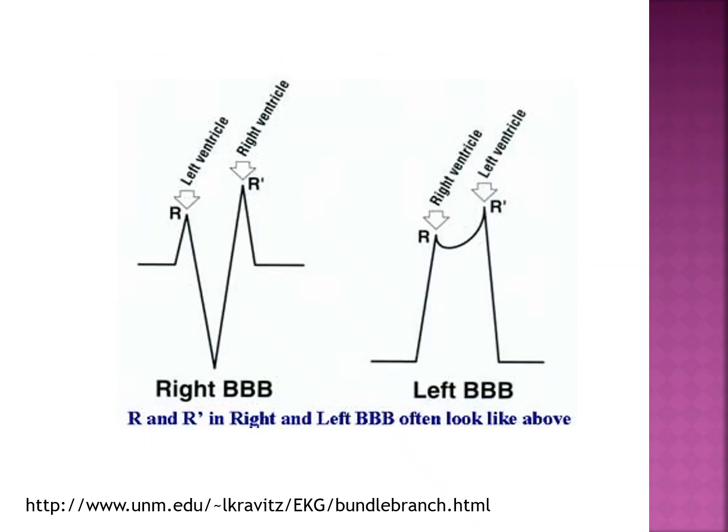When you have a right bundle branch block, they call it RR prime. So the left side contracts before the right side does, a little bit sooner. When you have a left bundle branch block, you have a widened, kind of a slur at the top of the QRS complex. Again, RR prime.